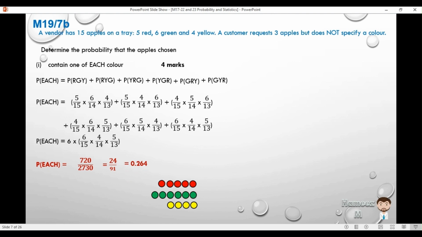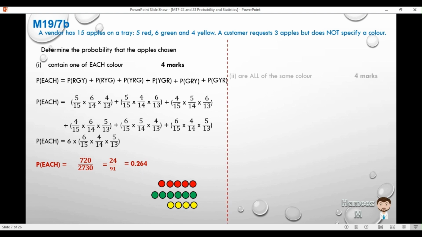Or 26.4% probability that if we're selecting 3 apples at random, that they will have one color each of a red, of a green, and of a yellow. And let's go on to part 2.